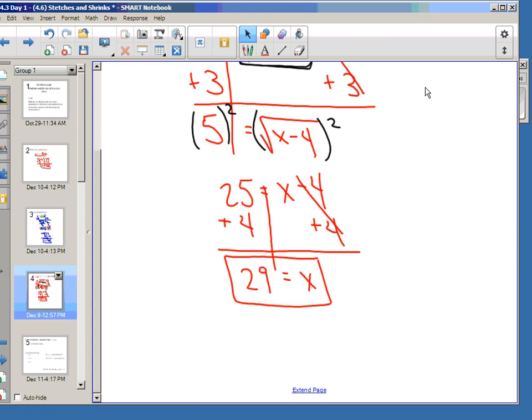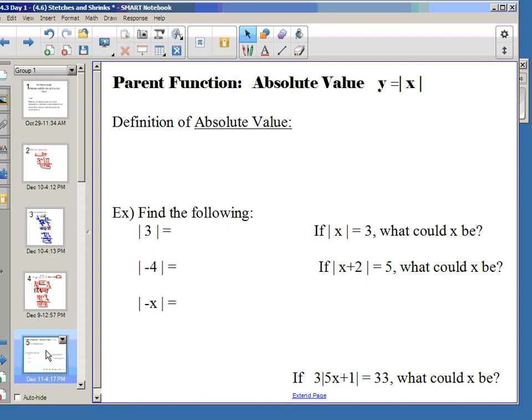So that's it for solving equations with square roots when we're solving for x. What we're going to do now is move into the absolute value function. So you should take out your notes, your green sheet that has the absolute value function at the top. So you can pause the video now to take that sheet out.